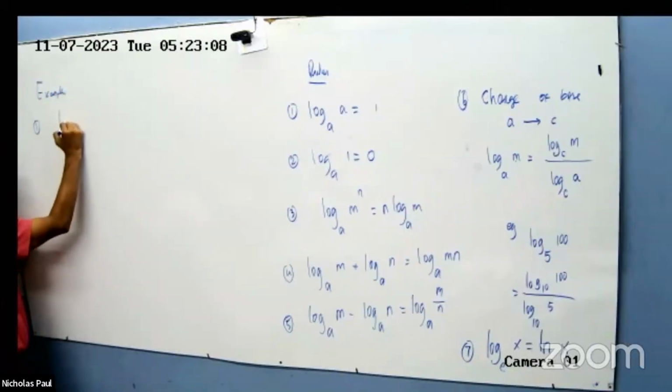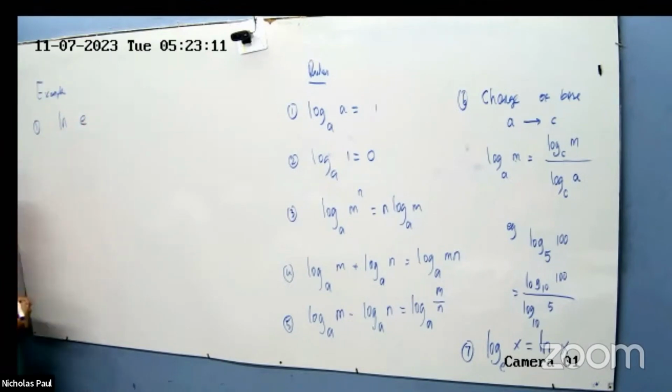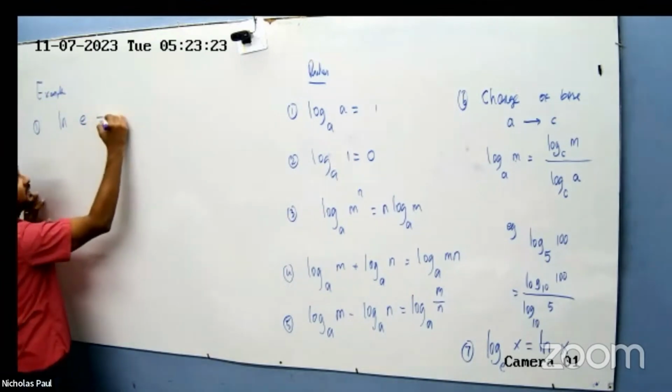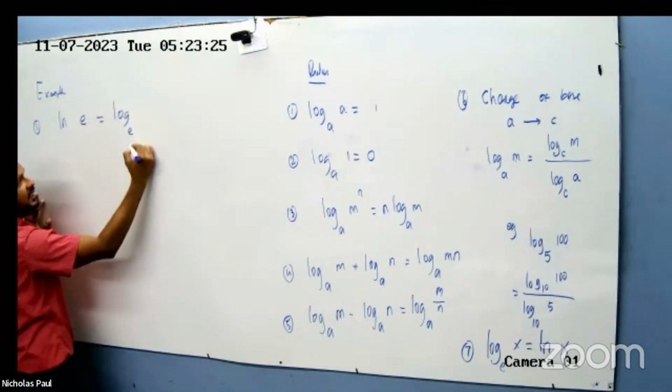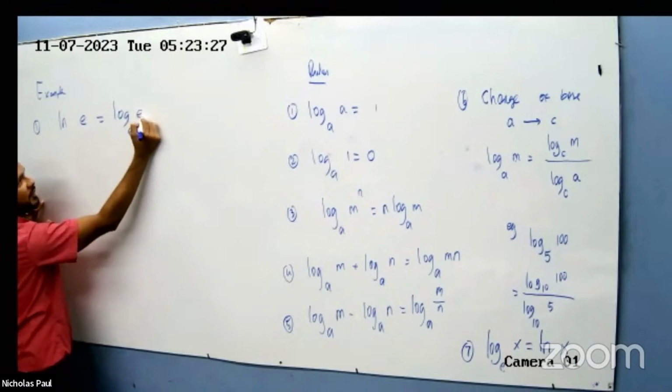So let's start here. What do you think is ln e? Aryan said that ln is log to the base e. So log to the base e of e is 1.